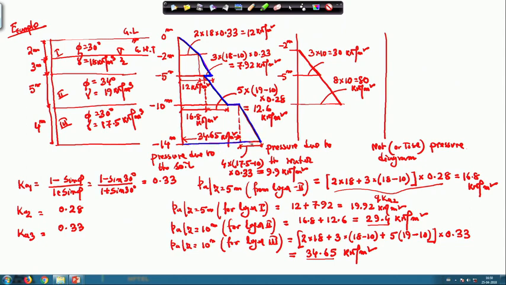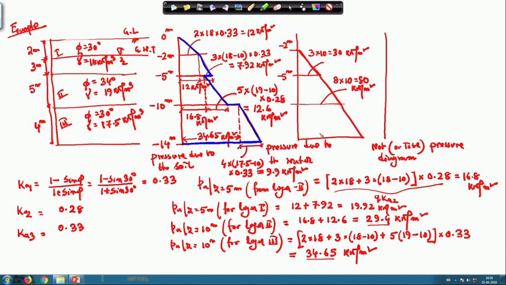So, the final earth pressure distribution diagram due to the soil is this blue one. Okay. So, this is the final earth pressure distribution diagram for the soil. Similarly, I can draw the earth pressure distribution diagram for the water.